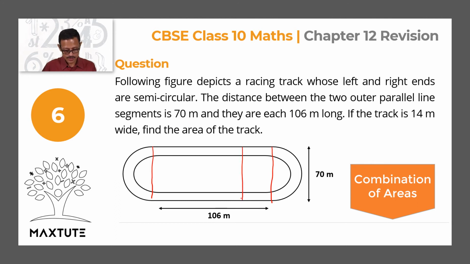So this distance is equal to 70 meters. And they are each 106 meters long. So this length is equal to 106 meters long. The track is 14 meters wide. So the width of the track is equal to 14 meters. We need to find out the area of the track, which means this entire part we need to find out.